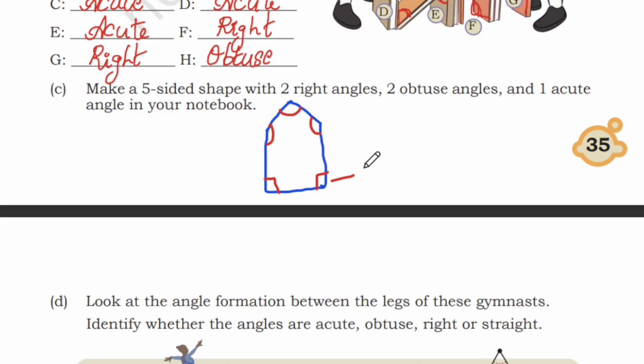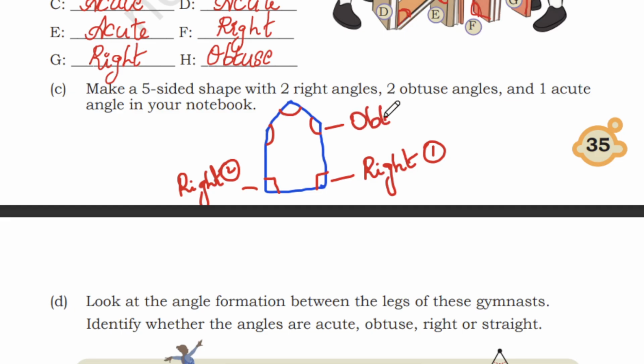So these 2 right angles, I'm going to mention right, and this is the first one, and this one right, second one. This is obtuse angle first one, this is obtuse angle second one, and this one is acute angle.